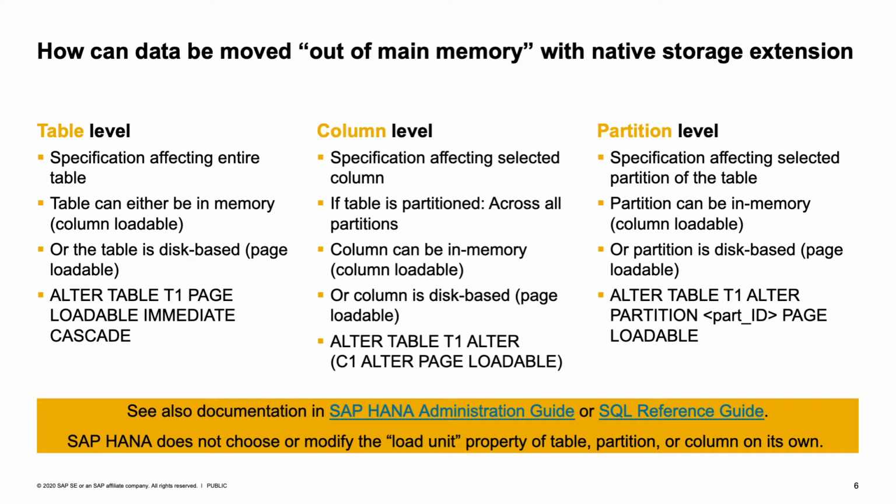And how you would do this, you would enter a statement on HANA database level, alter table, and set the so-called load unit to page loadable. The load unit is a new characteristic of a table and can either be page loadable, which means only pages are loaded, the majority of the table is on disk, or can be column loadable, which is just normal HANA operation. The full column is always in memory.